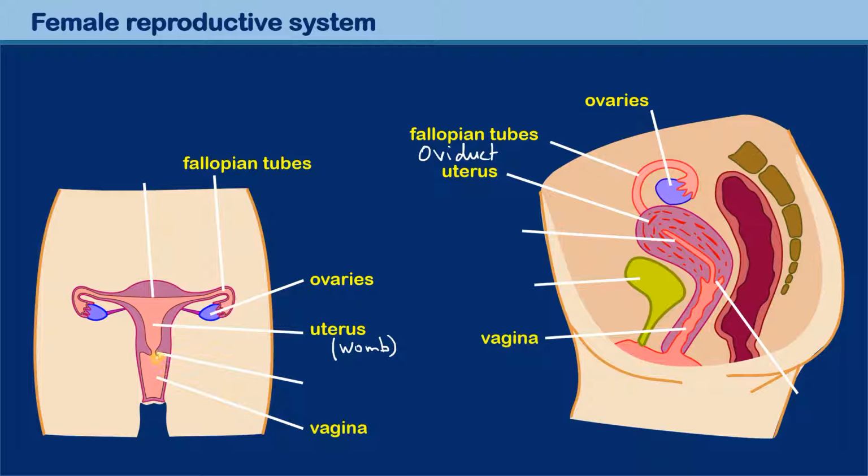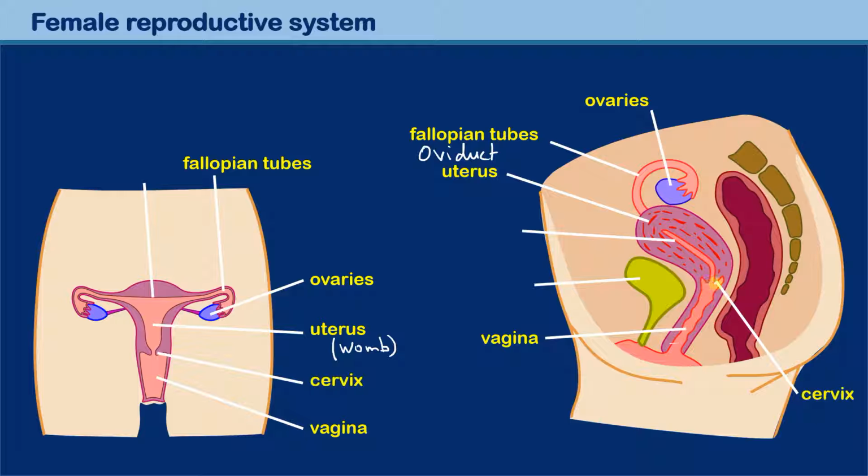The vagina is the tube going all the way up to the cervix, and this is the cervix up here. So this long tube is referred to as the vagina. This is where the sperm is deposited.